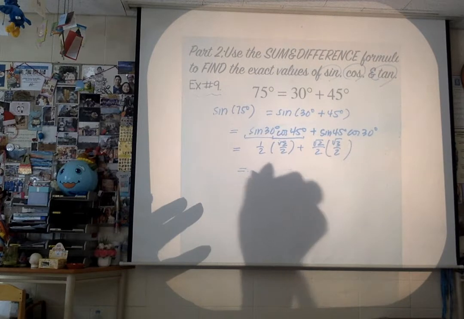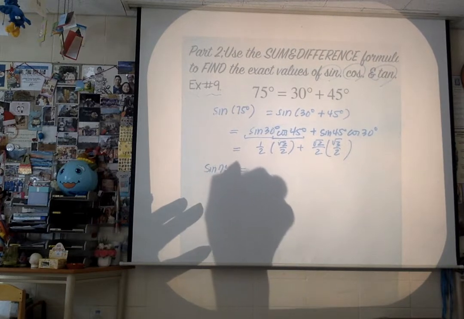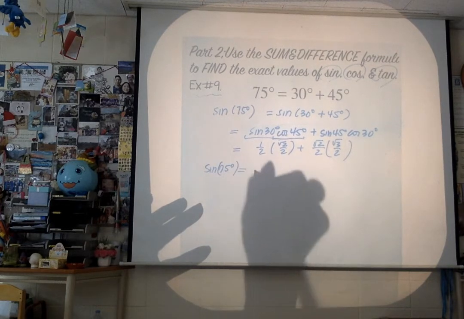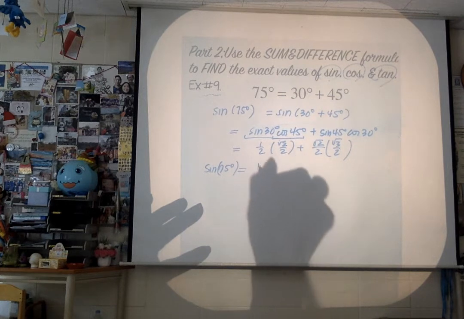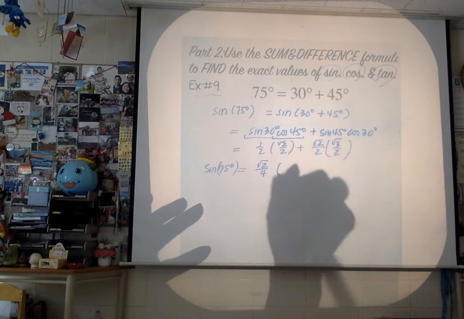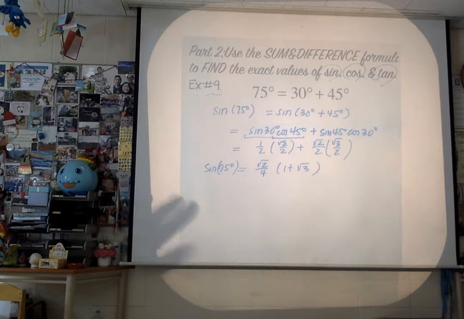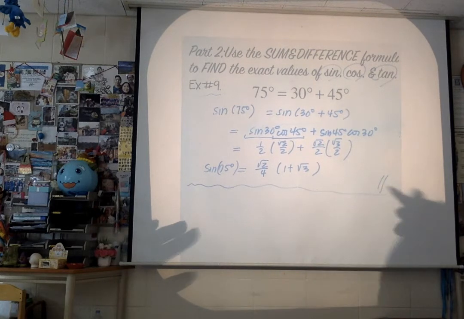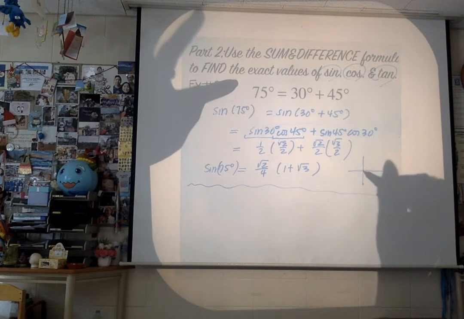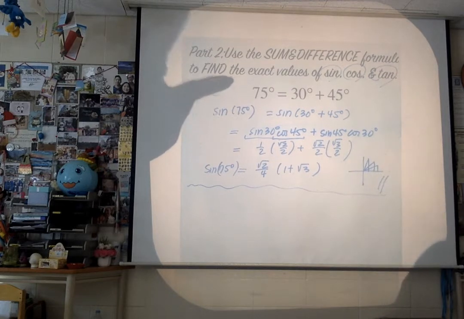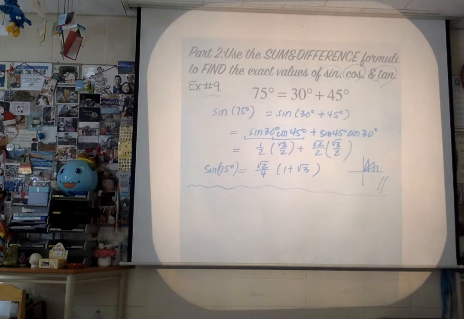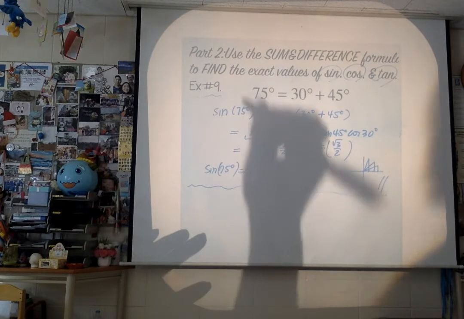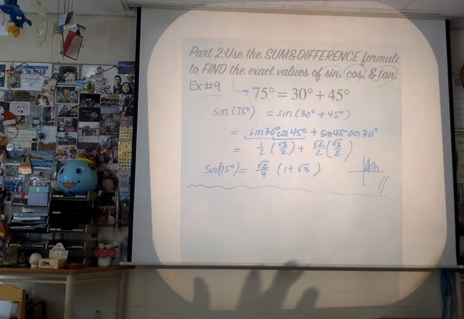So we end up with sine of 75 degrees equal to whatever this product is, which is root 2 over 4 times 1 plus root 3. I've simplified it. If you want to simplify it more or leave it as multiplied, that's fine with me. You would have never known sine of 75 because we only know 30 degrees, 45 degrees, and 60 degrees. But now we know a method to find the sine, cosine, and tangent of any angle.